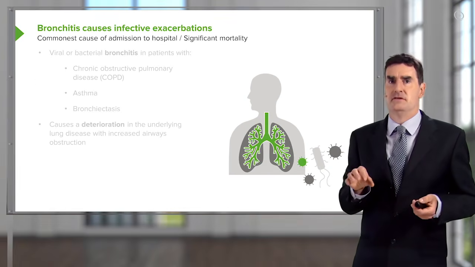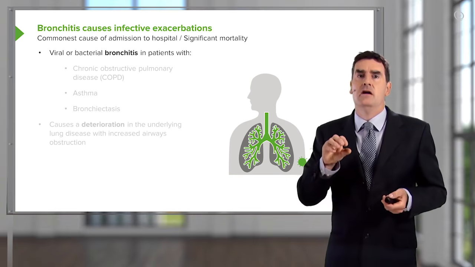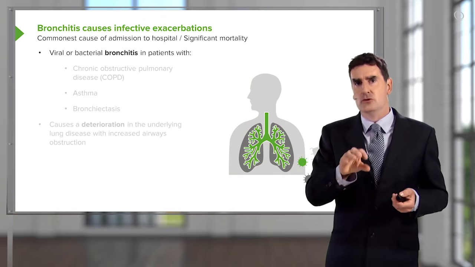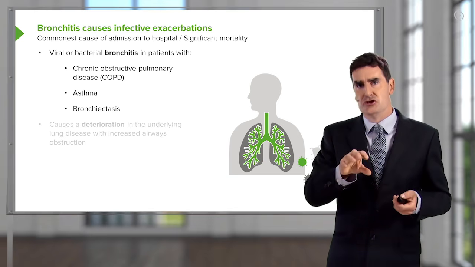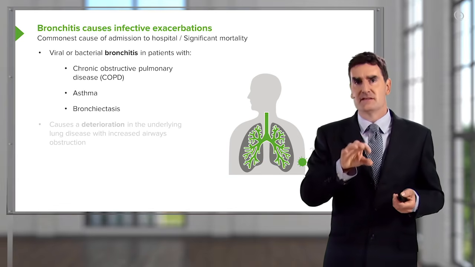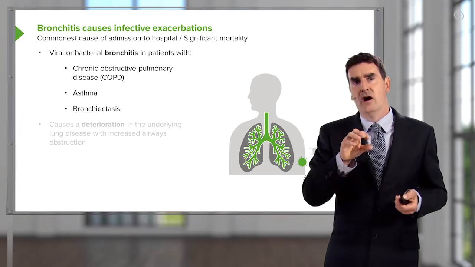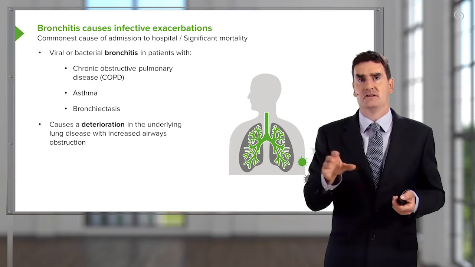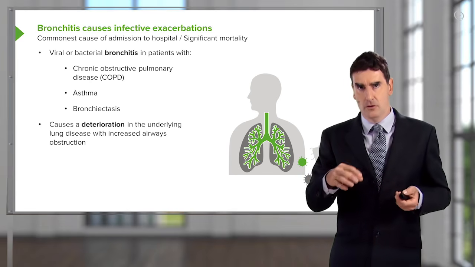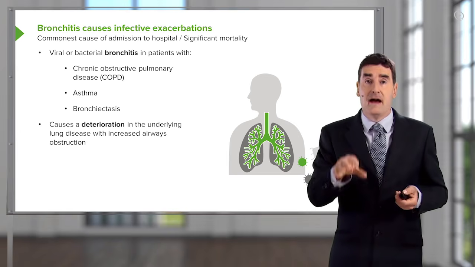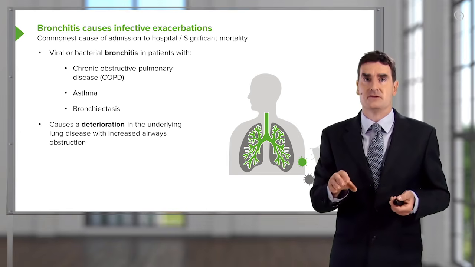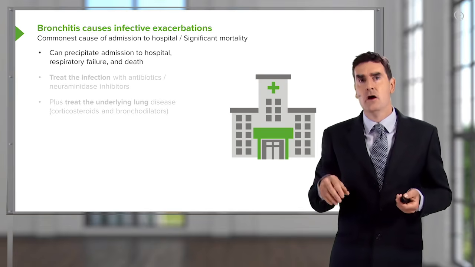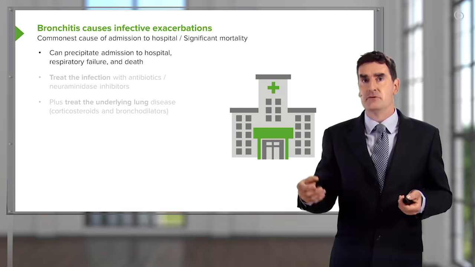A very important consideration is that bacterial tracheobronchitis is a very common cause of an exacerbation of chronic lung disease. So this type of infection will cause the underlying lung disease to get worse in patients who have, for example, COPD or asthma or bronchiectasis. And that means the patient will have increased airways obstruction, and that will precipitate hospital admission in a significant proportion of patients with increased breathlessness and potentially respiratory failure.